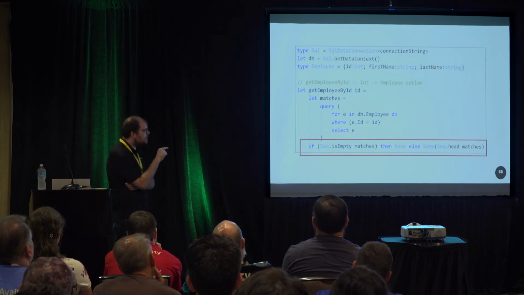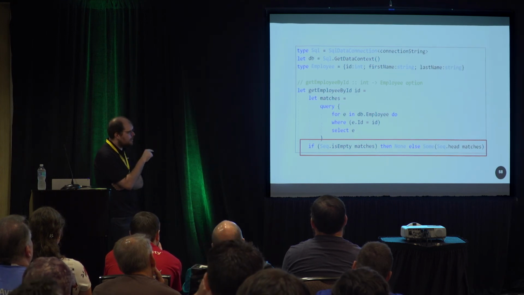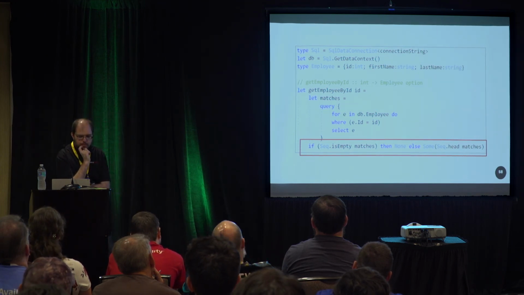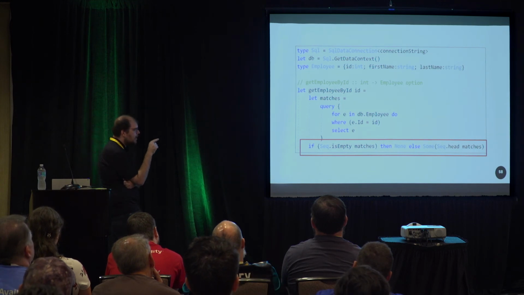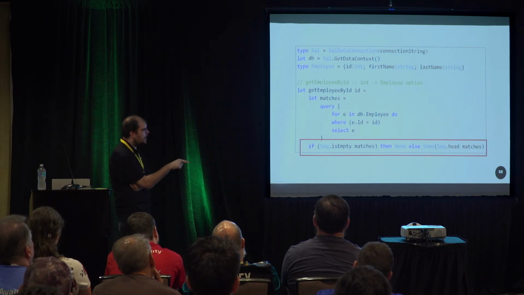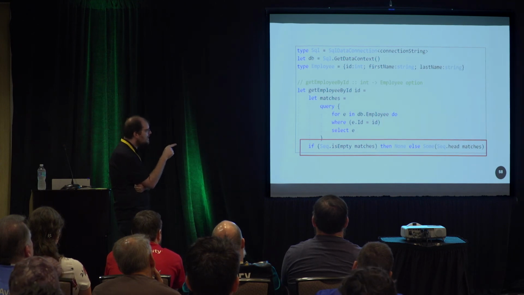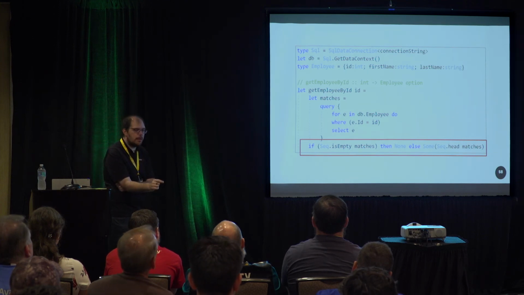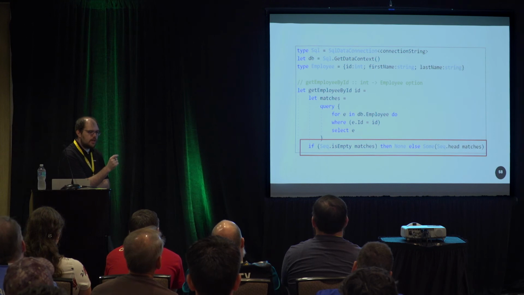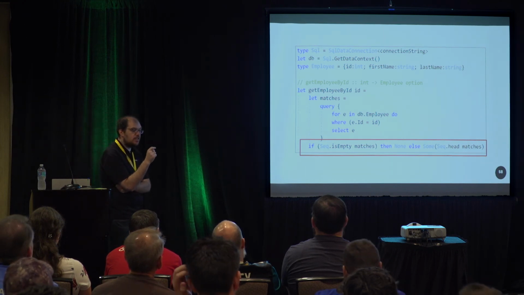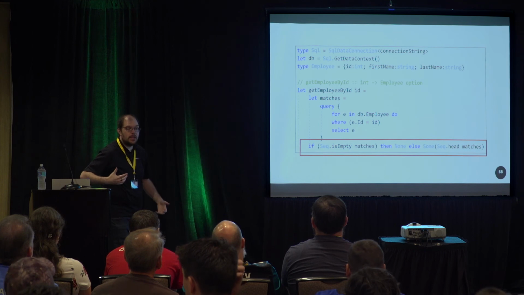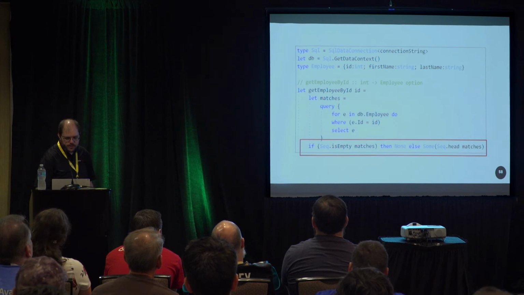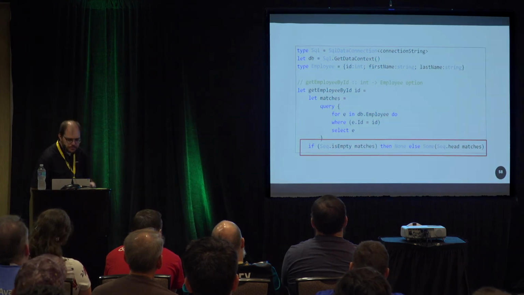Okay? I'm going to see if it's empty. If it's empty, I'm going to return this built-in type called an option. I'm going to return the none value for an option. Otherwise, I'm going to return back the first value of the sequence and I'm going to wrap it in Some. And if you take a look at the signature for getEmployeeById, it's not an int to an employee, it's this int to employee option. Okay? This is where the power of functional programming starts helping us out. I have a type built into the language that says that there may be a value here, there may not be.